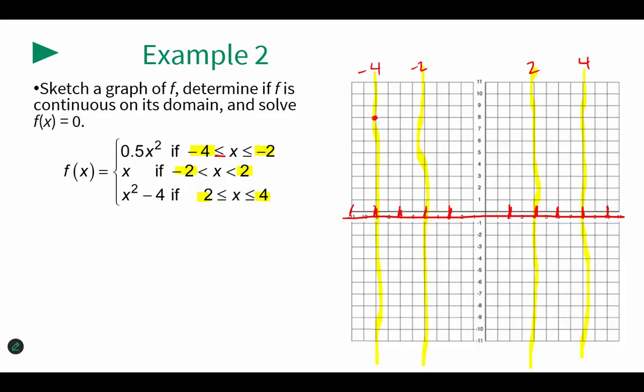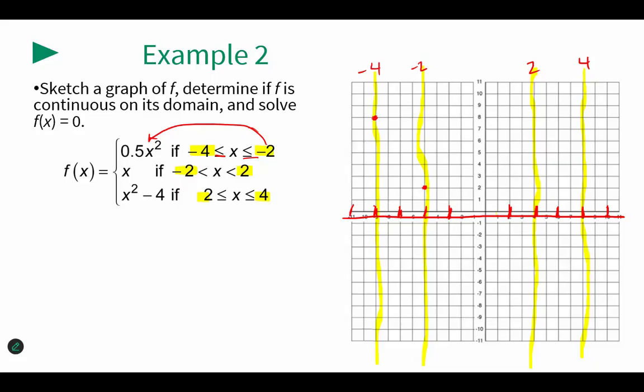Now I'm going to do my upper bound, which is -2. I'm going to substitute -2 in for x. -2 squared is 4. Half of 4 is 2. And it's going to be a closed circle because it is equal to. Yes? So I'm going to go to -2, and I'm going to go up to 2, and put a closed circle. And I need to connect these two.